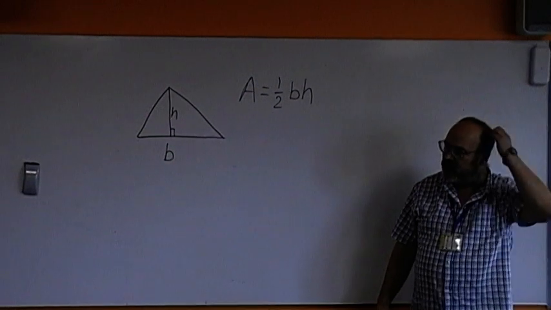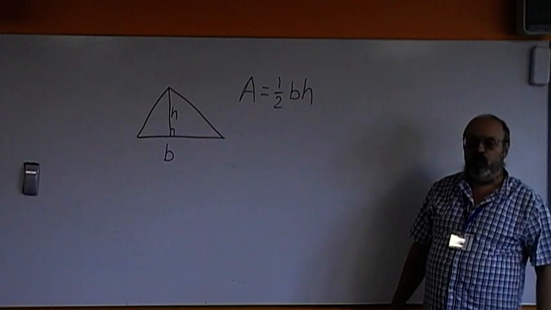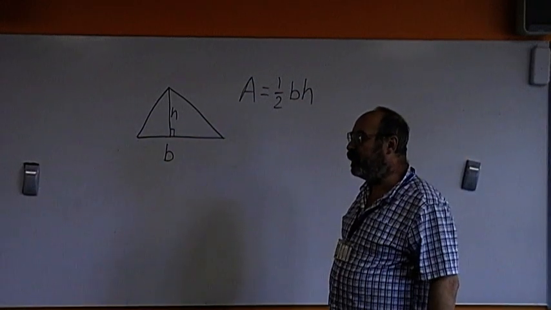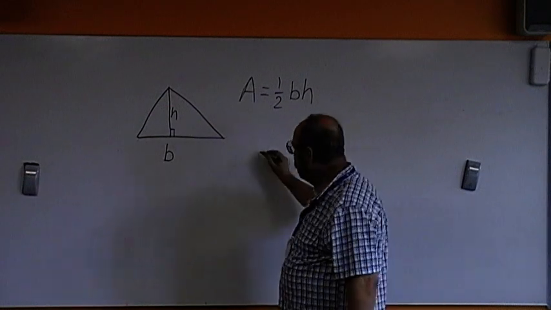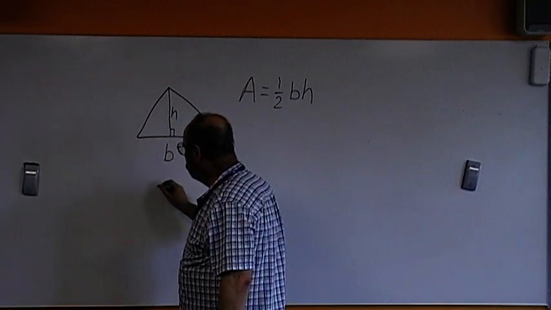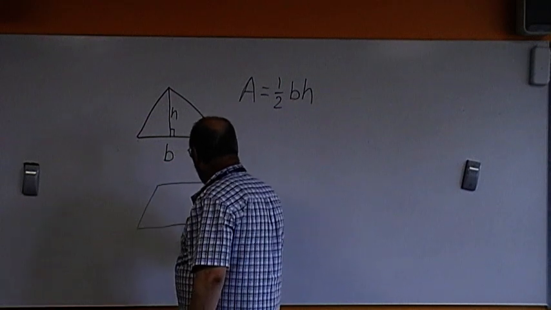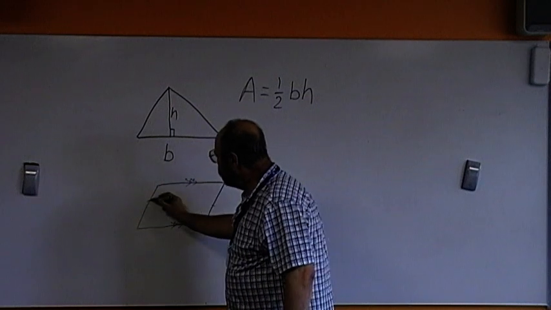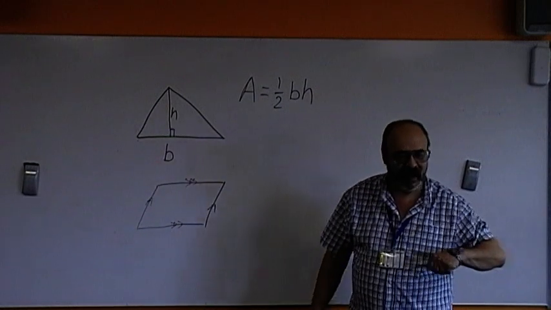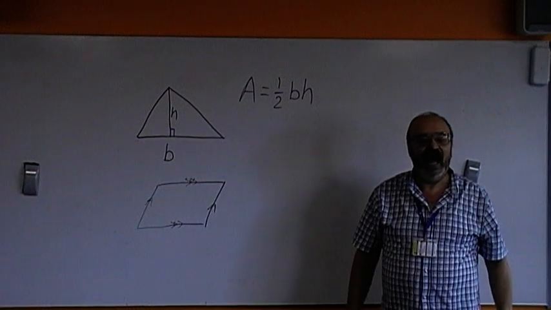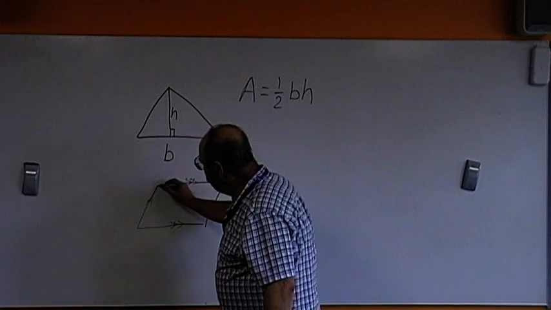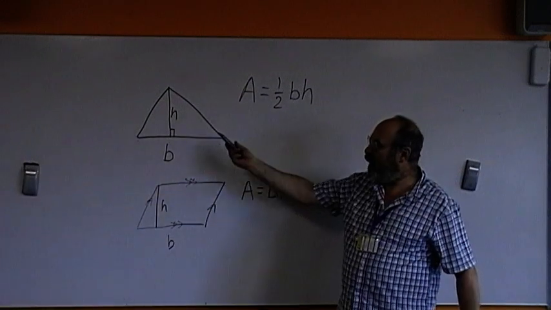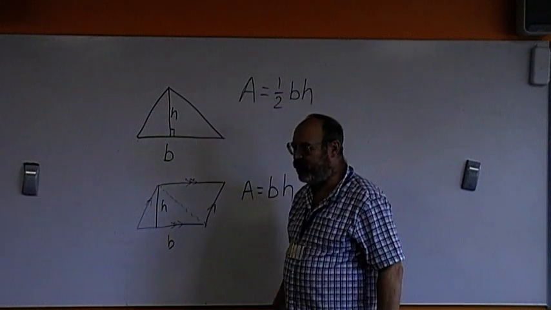But why is it half? Because you're only calculating half of it. Let's consider: a triangle is half of a rectangle, or rather a parallelogram, the shape whose opposite sides are parallel. If you cut the parallelogram in half, you get two triangles. The area of the parallelogram is base times height, so the triangle is a half of it.